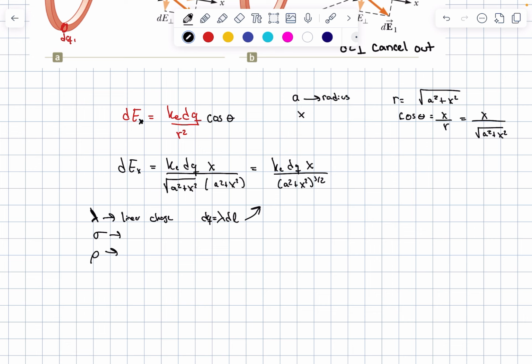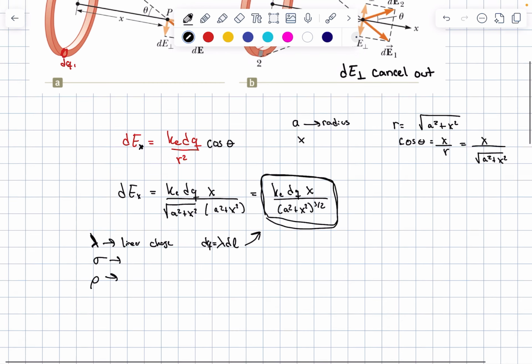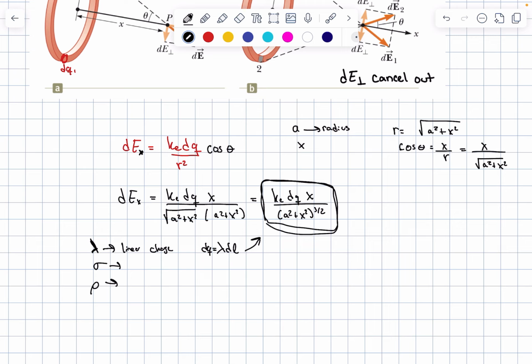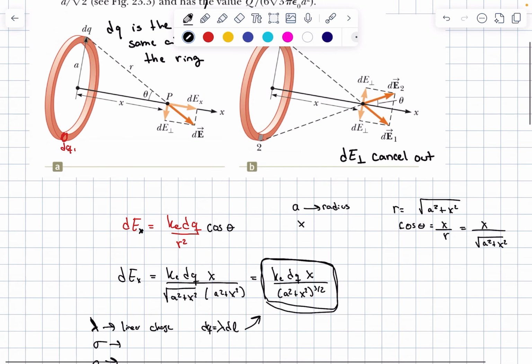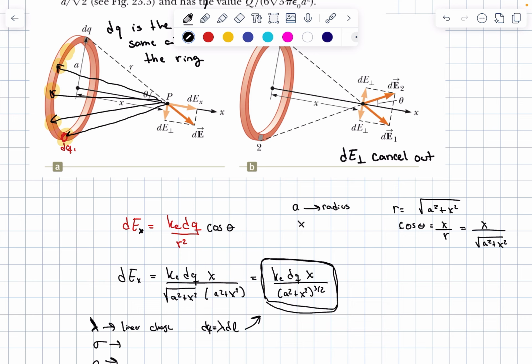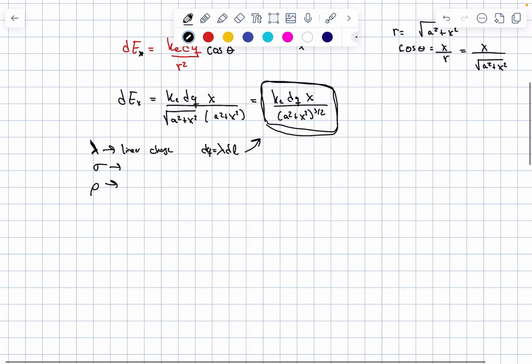But what we find is that this method is a lot easier to solve, and we can use it for one specific reason. If we look at this configuration and we look at our dq's, and we think about how far away they are from the point, we see that every single one of them is spaced r away. They're all spaced the same distance away from this point. And that's very, very different to all of our other scenarios.